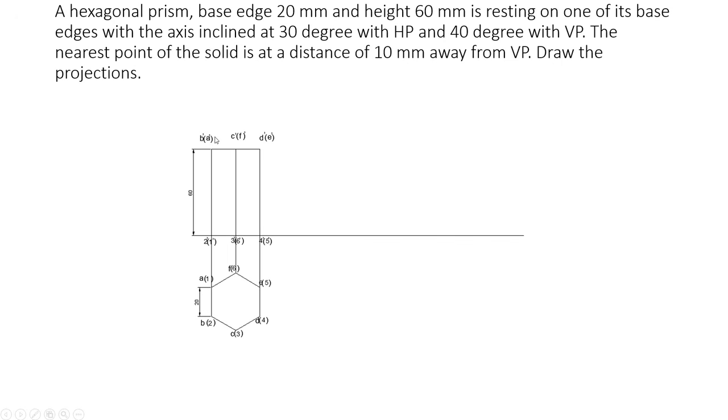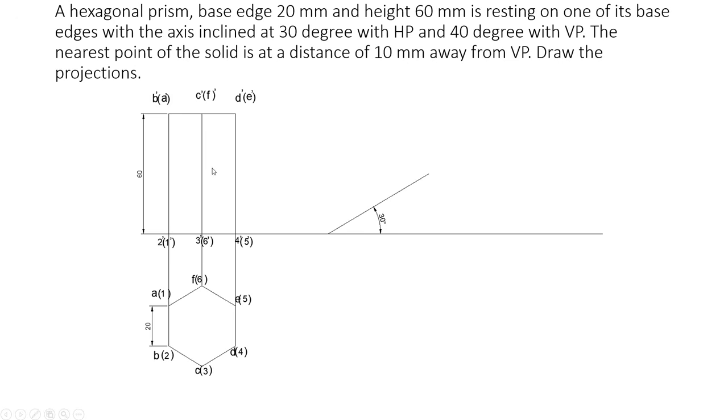So this point will be B dash A dash. Then here C and F, so this is C dash F dash, and this is D and E, so this is D dash E dash. Similarly, to mark the base points, you consider the points coming inside the bracket. So here it is 2 and 1, so it is 2 dash 1 dash. Then 3 and 6, so 3 dash 6 dash, and 4 and 5, so this is 4 dash 5 dash. Do the dimensioning 60 mm.